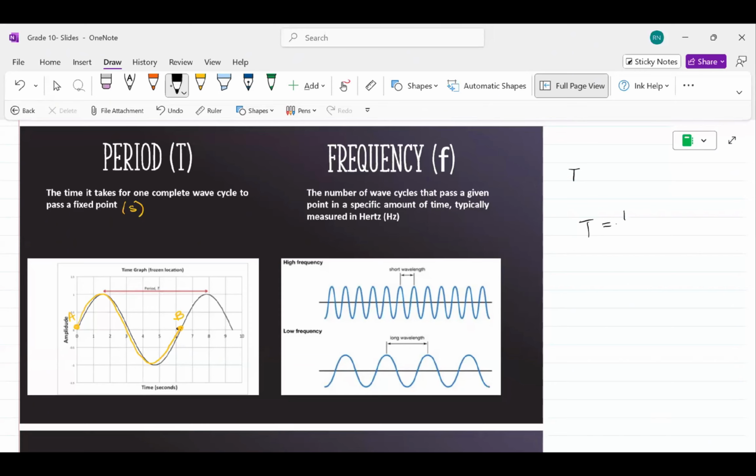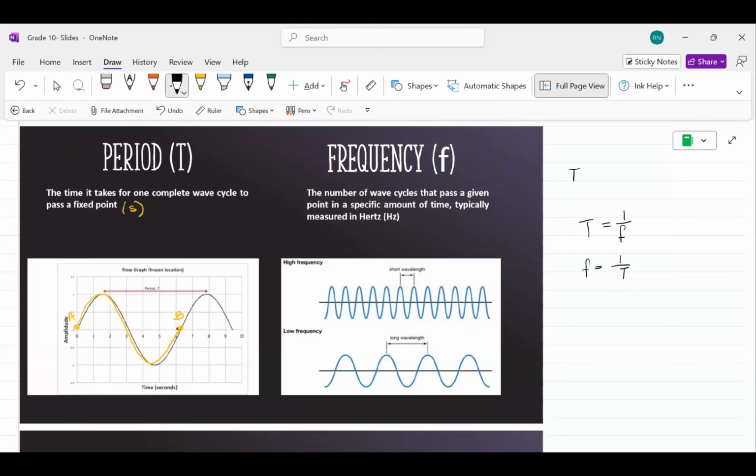Period is equal to 1 over frequency, and frequency is equal to 1 over period. So if you're given one, you have the other one. You can't make the excuse of, oh no, we weren't given frequency and I needed to use frequency in my equation, because they're reciprocals of each other. If you get the frequency, that means you can find the period, right?